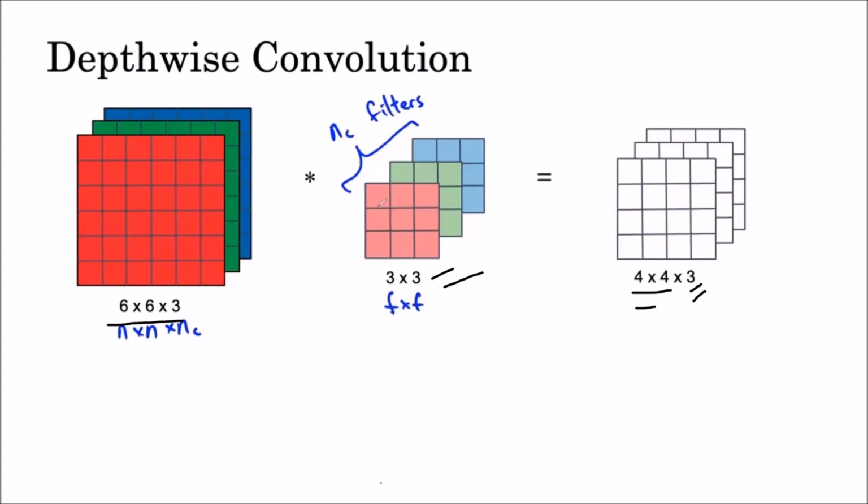For the convolution of the first channel, we use the first filter. For the convolution of the second channel, we use the second filter. For the convolution of the third channel, we use the third filter. This is how we are performing the depthwise convolution. Now we will discuss how it is happening.